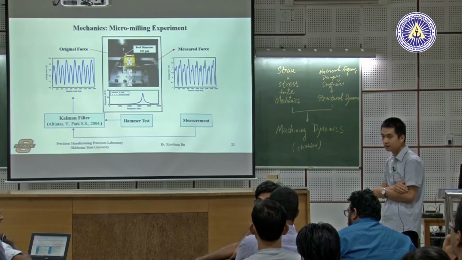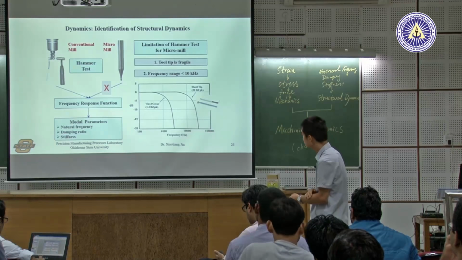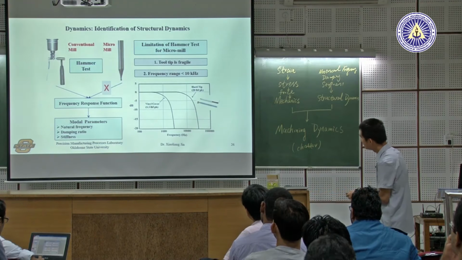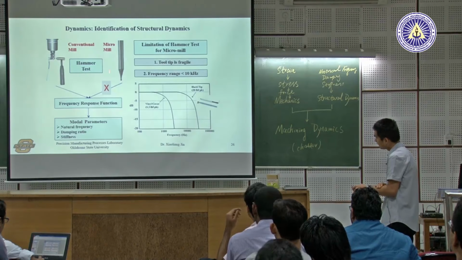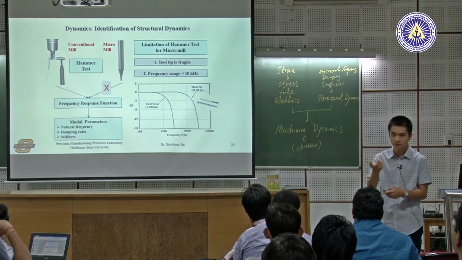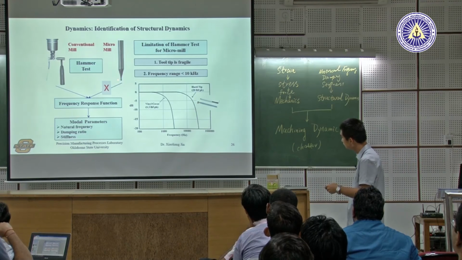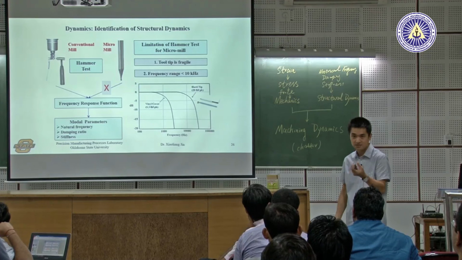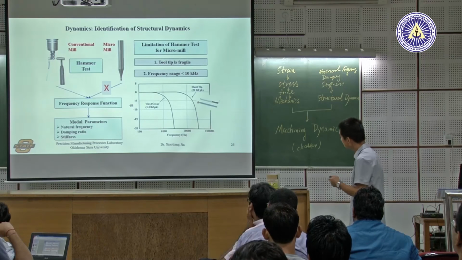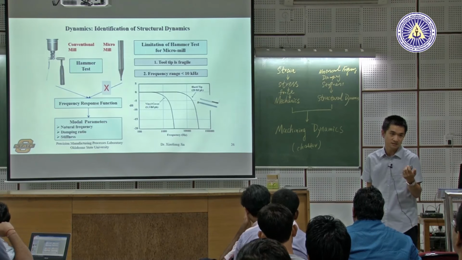Okay, now let's move to the dynamics. For a conventional mill, we use a hammer test and an accelerometer to get the frequency response function, right? But for micromilling, we cannot do the same thing. There are two reasons. First, if we use a hammer to give a blow to a 0.5 or 0.3 millimeter diameter tool, it's likely to damage, not the tool itself, but at least the small edge at the tip. But that's not the main reason.